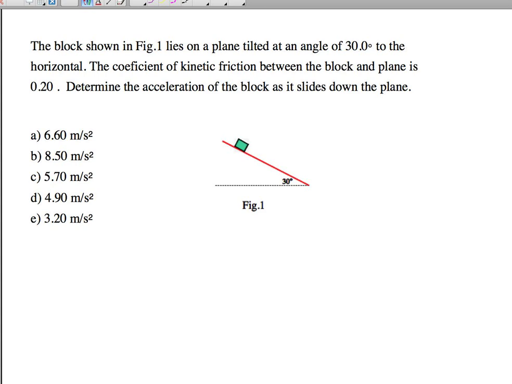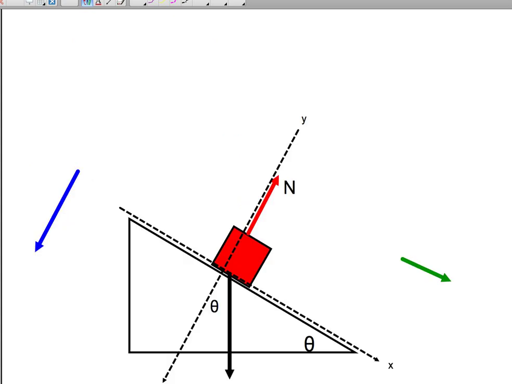Let's draw a diagram of all the forces acting on it. There's basically just two forces acting on it, and we see here they are. There is the normal force, which is perpendicular or normal to the surface. And then there's the weight down, which is to the center of the Earth as usual.